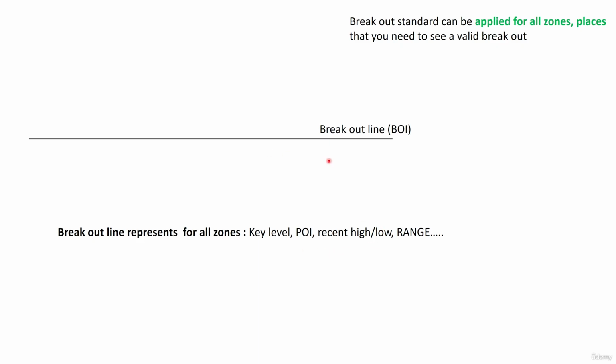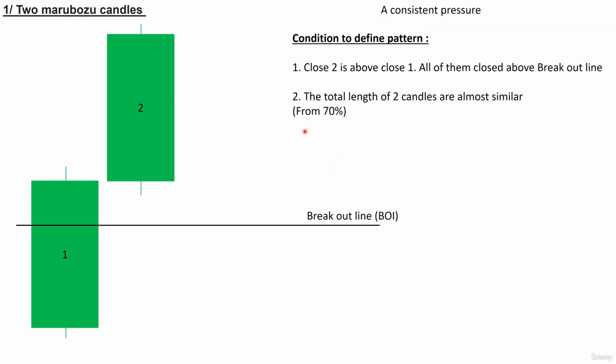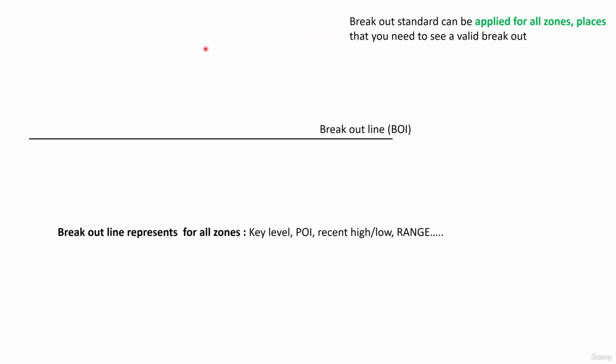And the reason why I call it the breakout line is that it can help you understand the standards right over here more easily. The first standard is the 2 Maru candle standard, and at this time, the breakout line will represent our key level, recent high, recent low, POIs, or the range. When you look at the breakout line levels, you can understand that here is a zone where we need to see a valid breakout. Then we will focus on understanding the standards more easily. So that is the meaning of the breakout line.